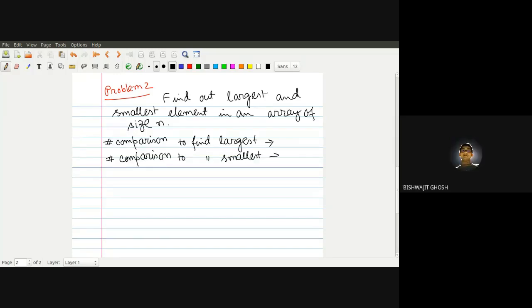Yes. And this one, smallest. So smallest will also be n minus 1 if I'm not wrong. Okay, you are not wrong. Fine. N minus 1. Anybody? Is it possible to improve slightly? Are n minus 1 comparisons required or not?